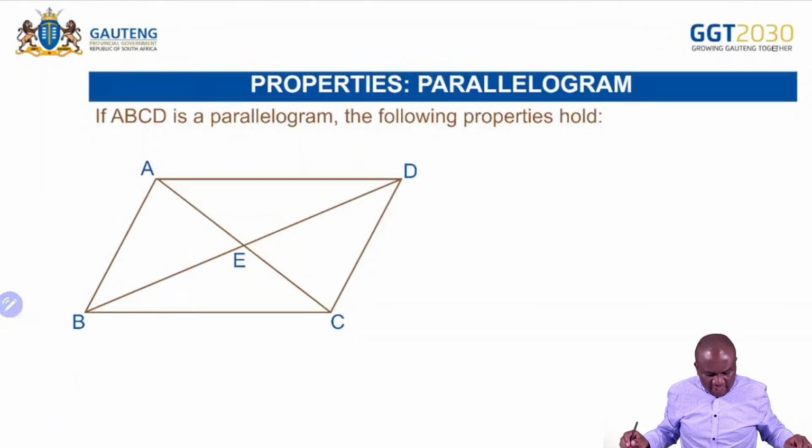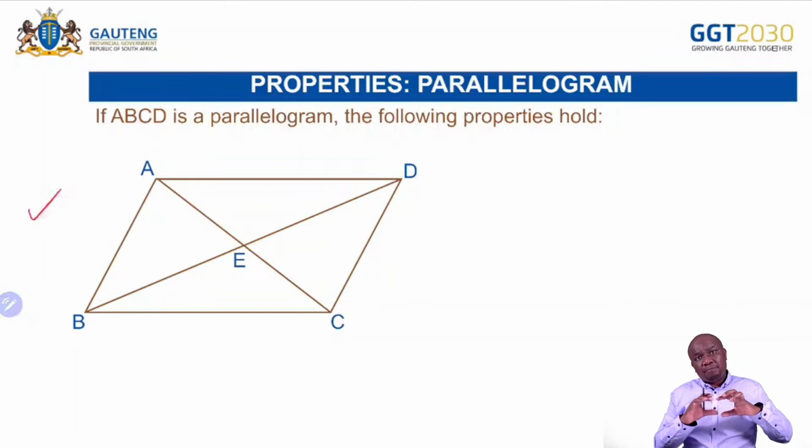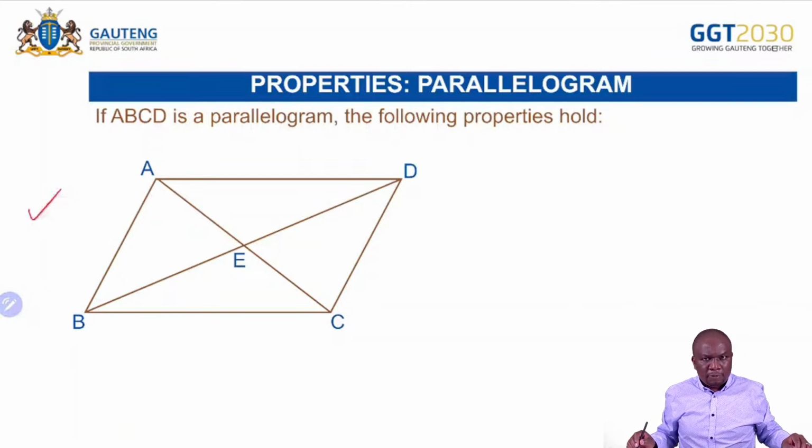If ABCD is a parallelogram, the following properties hold. We're going to look at the properties of a parallelogram. I'm going to give you 2 minutes to draw this diagram. Please make sure your diagram is big enough because we're going to be adding information to this diagram, and if it's very small, it's going to be very clumsy. So maybe a quarter of your page. Let's do that for 2 minutes, draw the diagram, and then after 2 minutes, we'll start looking at the properties. Let's try.